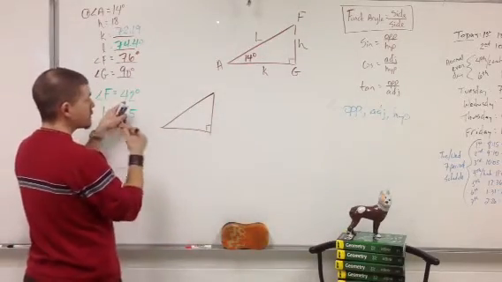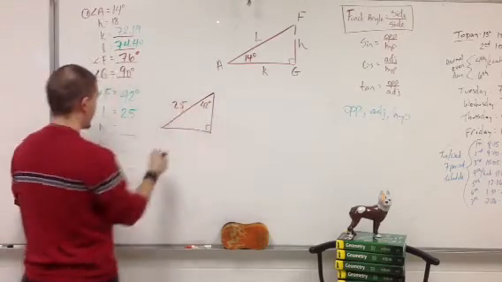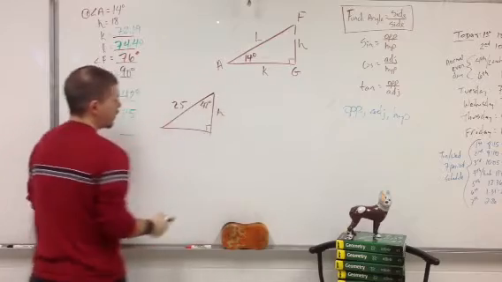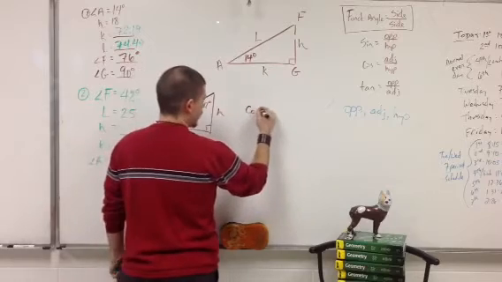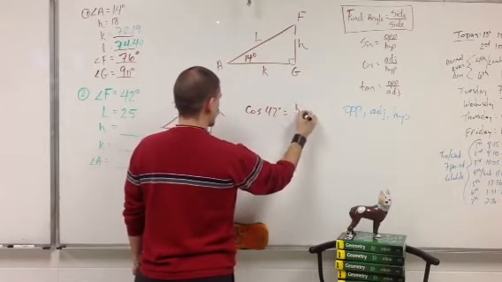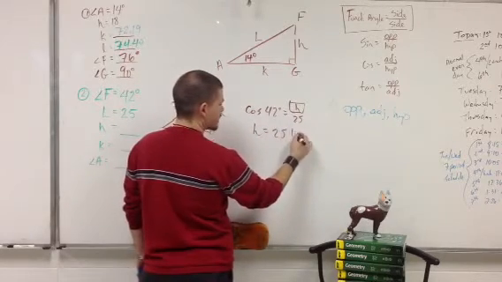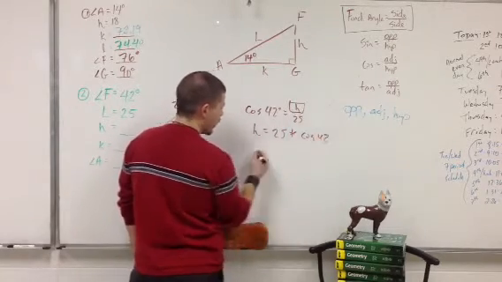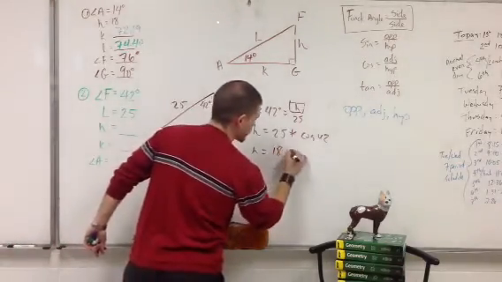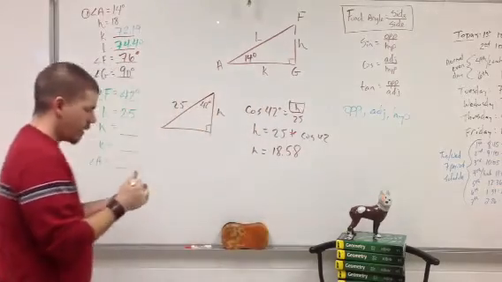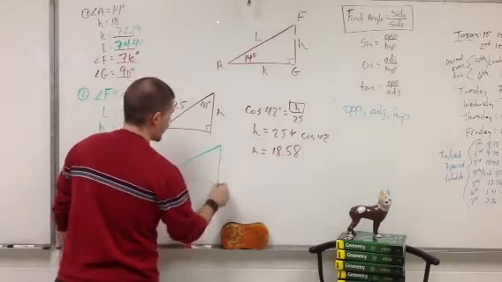Okay, so F is 42. So here's the 42 over here. L is 25, and I'm going for H. Here's H, adjacent, and L is the hypotenuse. Cosine. So cosine of 42 degrees is equal to H over 25. H is on top, so H is equal to 25 times cosine of 42. H is equal to 18.58.